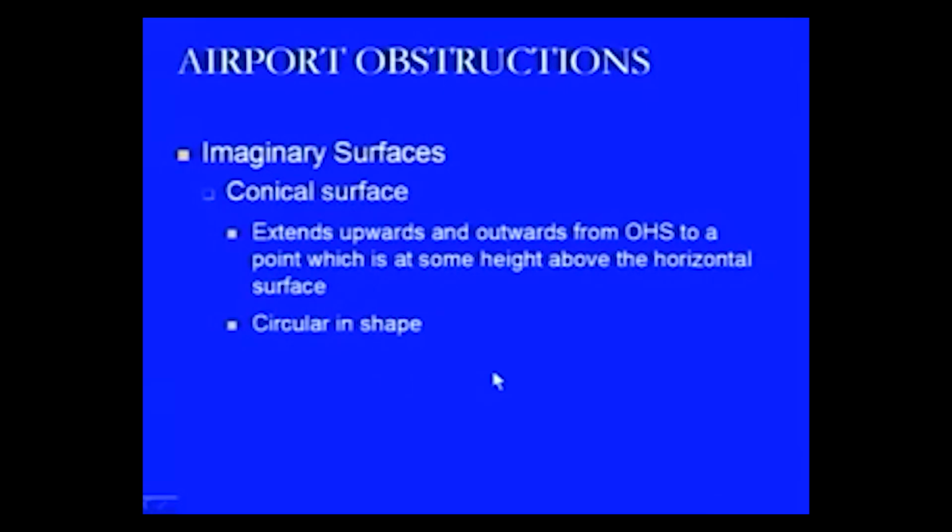Then there is a conical surface between the inner horizontal surface and the outer horizontal surface, which extends in the direction of the outer horizontal surface, outward from the inner horizontal surface. Therefore, the height is increasing in this respect, and obviously, because this is a conical surface, it is circular in shape.